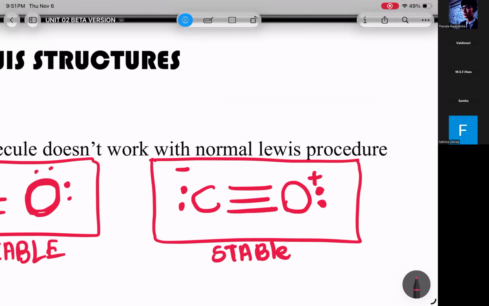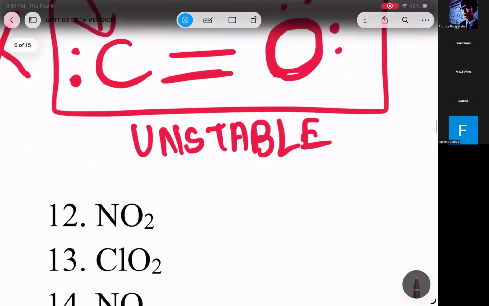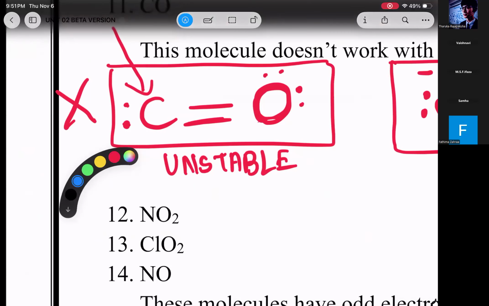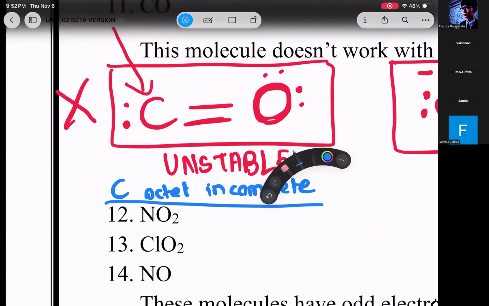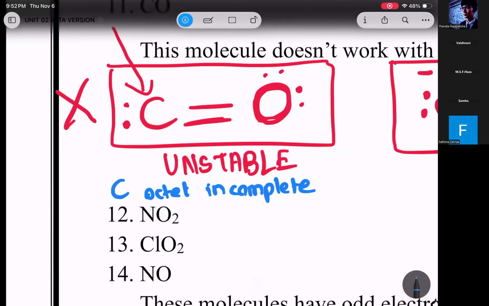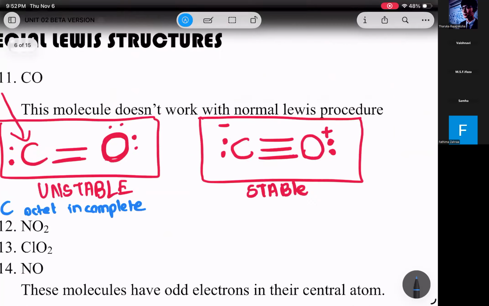When octet is incomplete, it is very unstable. The reason is carbon's octet is incomplete. Reason එකත් එක්ක ලියා ගන්න. Carbon's octet is incomplete and that is why this is unstable. This guy's oxygen has a positive charge. Still, it is considered more stable than the other structure. So you can write here.